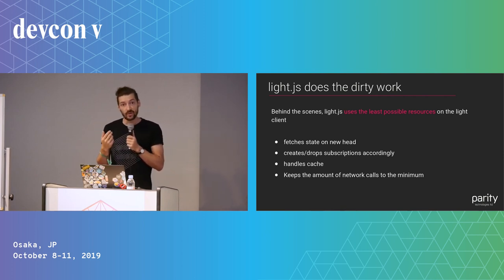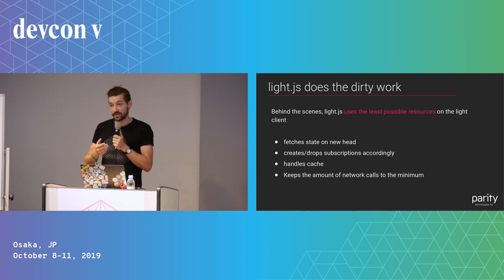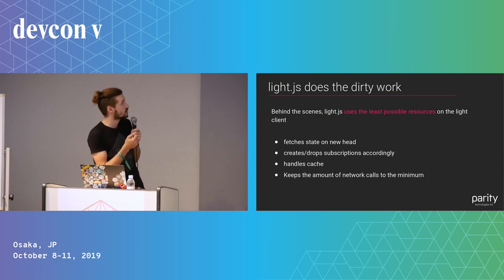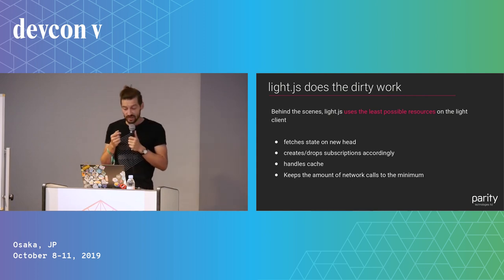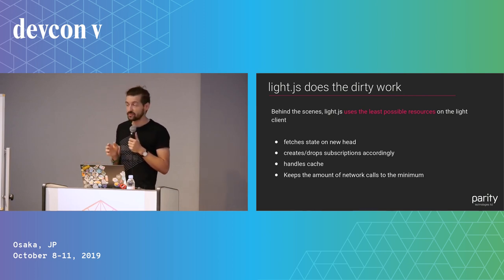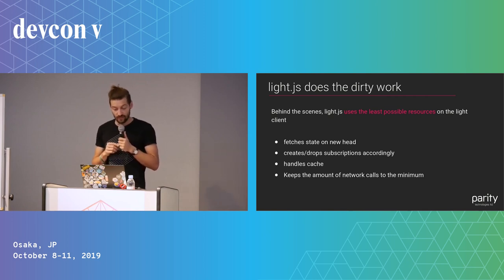So you will get the latest information when it's there, not when you ask for it, because sometimes developers just don't know everything, and that's fine, and that's why we wanted to build Light.js this way. So it fetches states ahead of you and not whenever you want. It just gives you new information whenever there is new information. It handles the subscriptions to the node for you. It handles cache, and it keeps the amount of network calls to the minimum. But you won't get outdated information. It just does the thing in an efficient way, right?